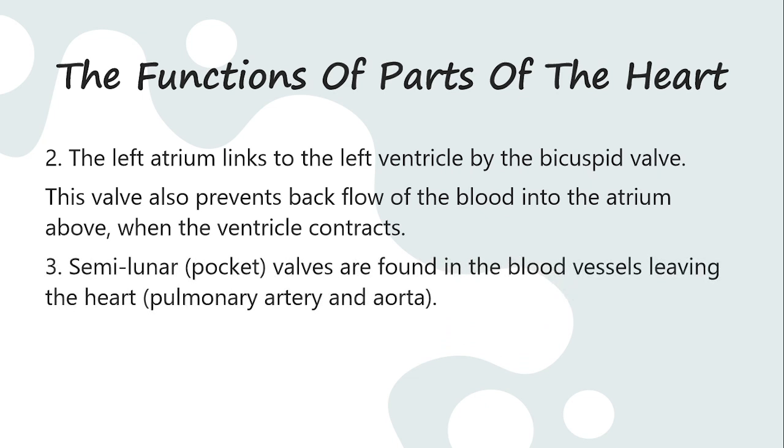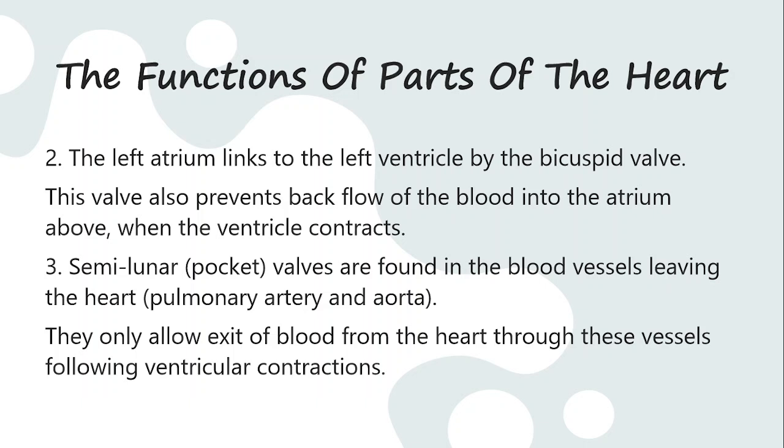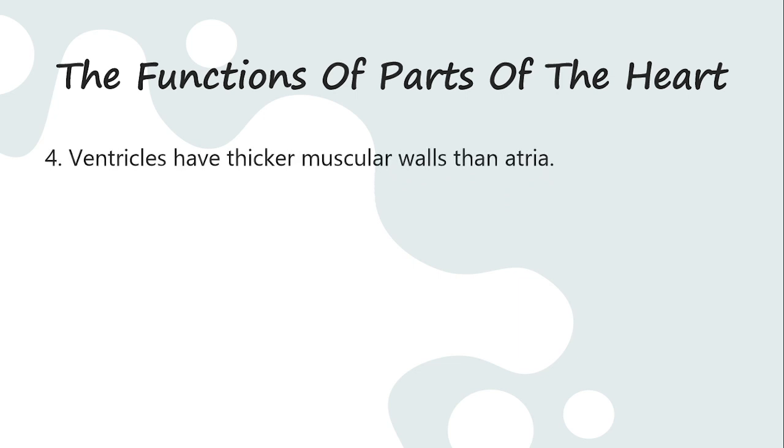The other one is the semilunar pocket valves, which are found in the blood vessels leaving the heart, the pulmonary artery and the aorta. They are the only ones that allow exit of the blood from the heart through these vessels following the ventricle contractions. Another function: the ventricles have thicker muscular walls than the atria. Atria, we're talking about here, the auricles.